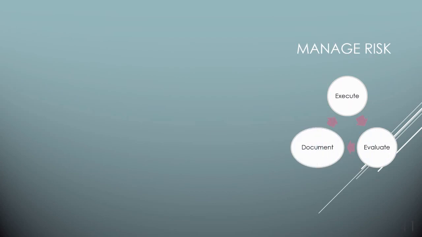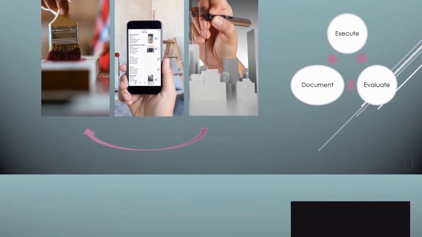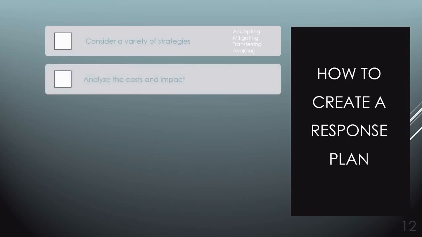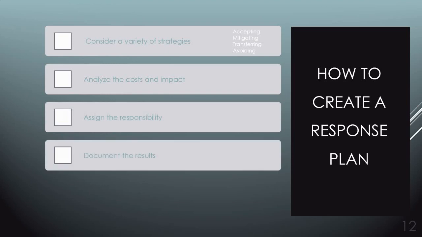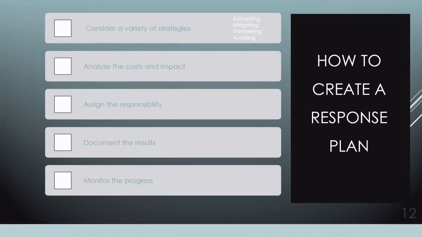To manage risk, we execute the response plans, evaluate the results, document the results for future projects, plan, execute, evaluate, and repeat this cycle. In summary, we consider a variety of strategies: accepting the risk, mitigating the risk, transferring the risk, avoiding the risk. We analyze the costs and impact of each of the strategies that we develop. We assign the responsibility of that response plan to an owner. We document the results. We monitor the progress, reevaluate, and repeat the cycle.